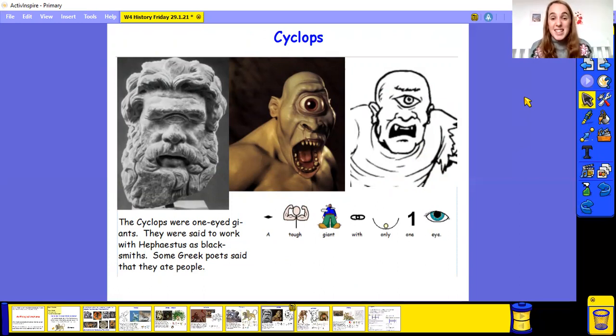Some Greek poets said that the Cyclops even ate people. And we saw that in the myth of Odysseus, didn't we? We saw that he got cross and tried to eat them. So some people believe that Cyclops would try and eat people.